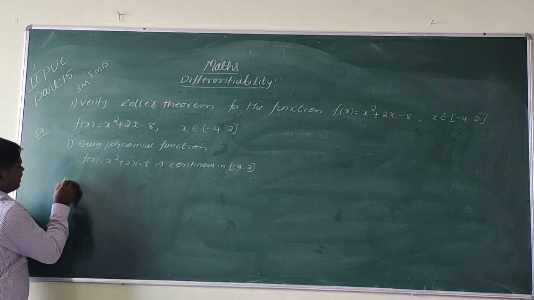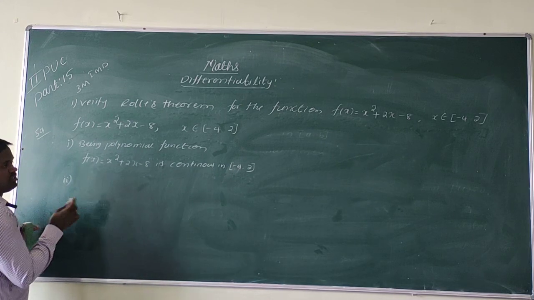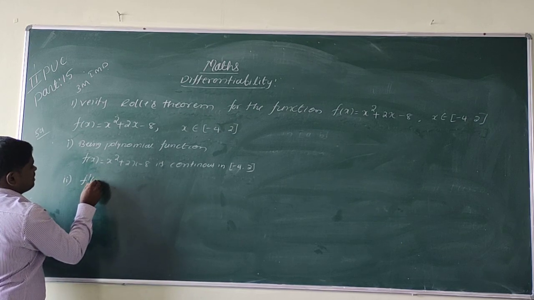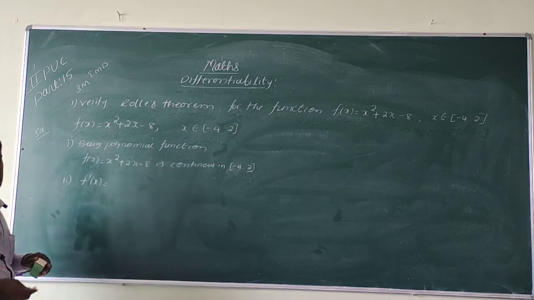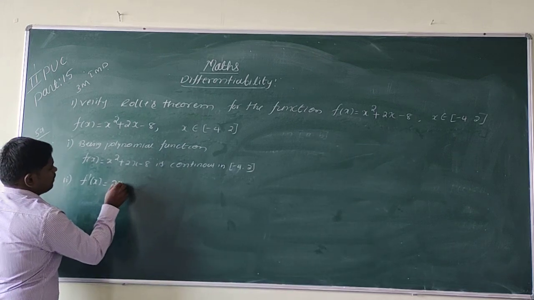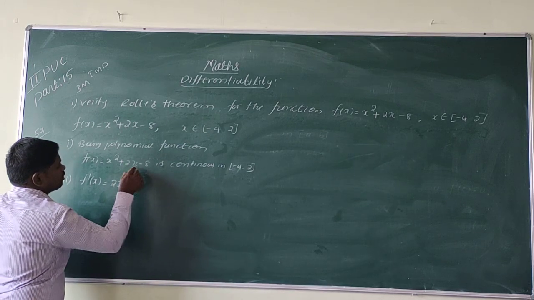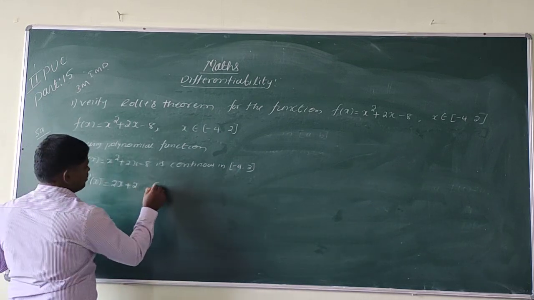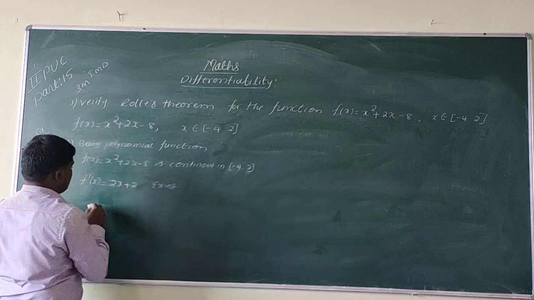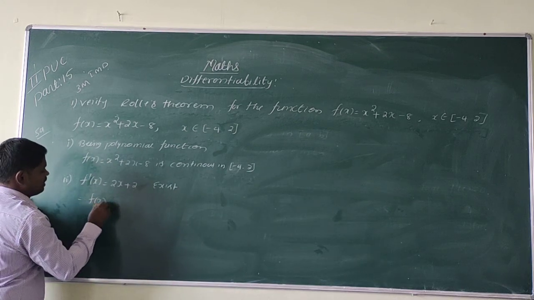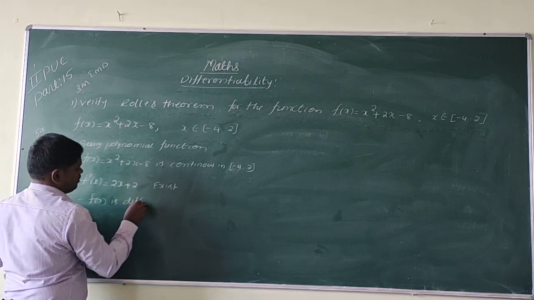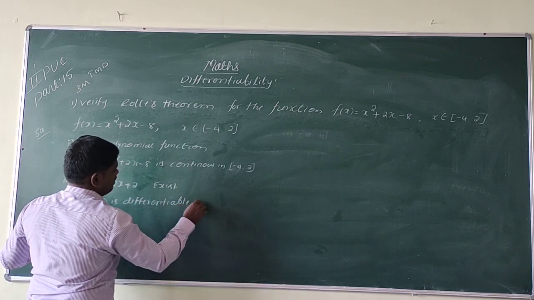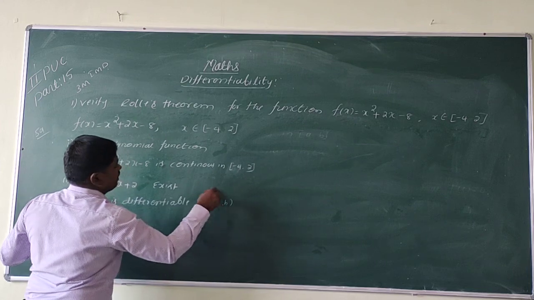Then the second condition: whether it is differentiable. Yes. f(x) is equal to x square plus 2x minus 8, so f'(x) is equal to 2x plus 2, since the differentiation of a constant is 0. So f'(x) exists. Therefore f(x) is differentiable in the open interval (a, b).